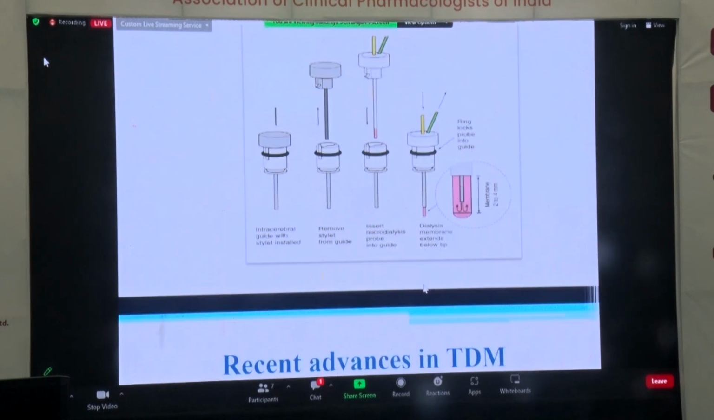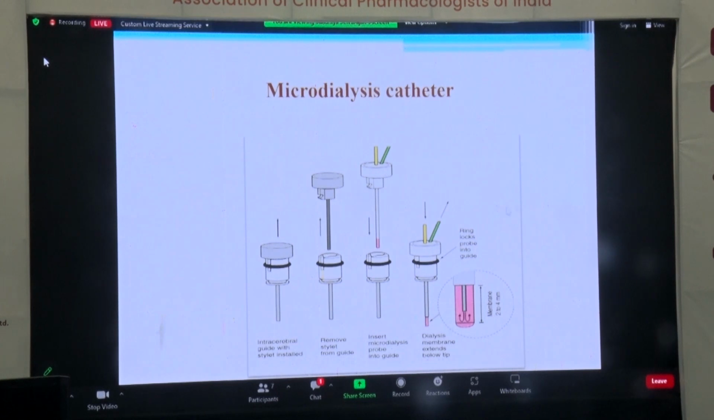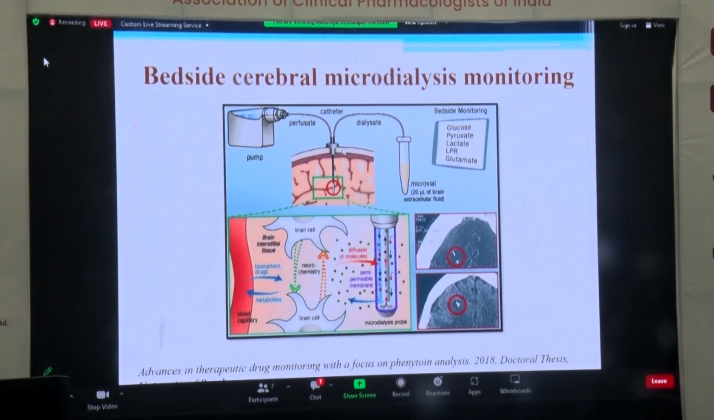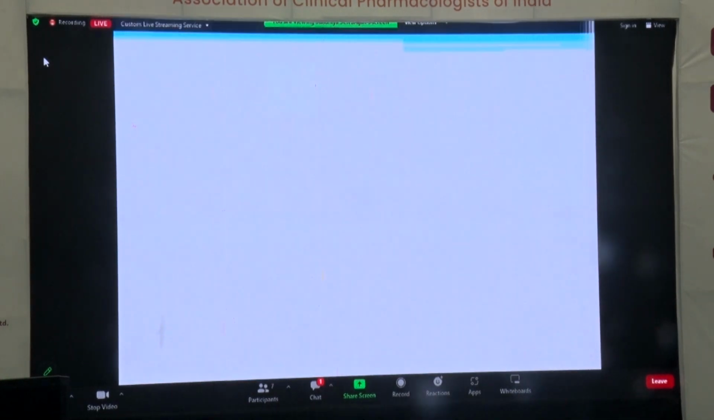So how do they do it? They use a microdialysis catheter. So it can be inserted into the brain to collect the perfusate from the interstitial tissue, and this can be done as a bedside therapeutic drug monitoring to measure the phenytoin level.